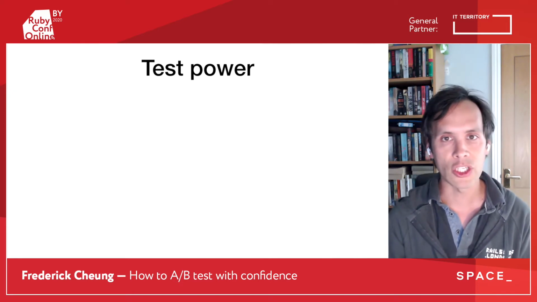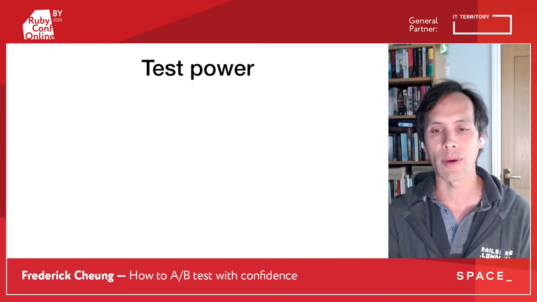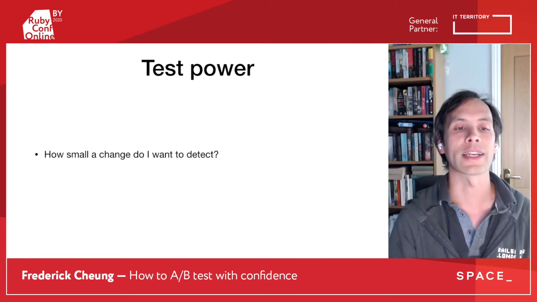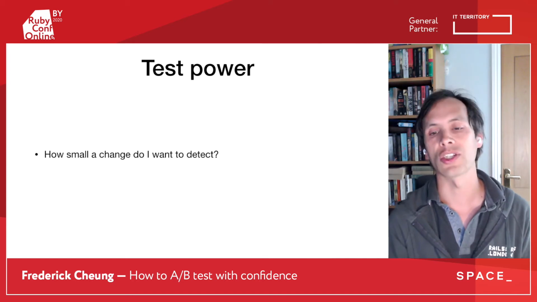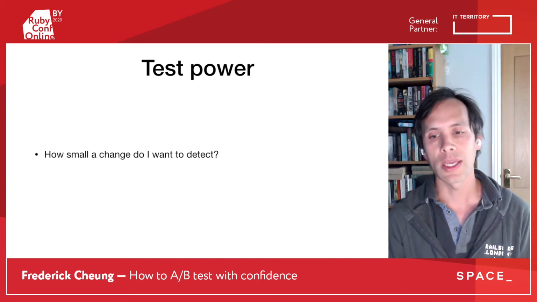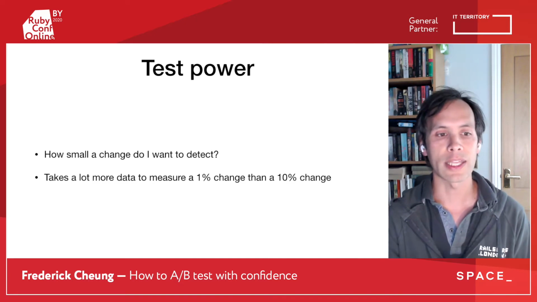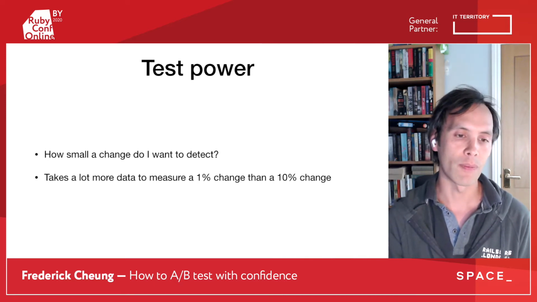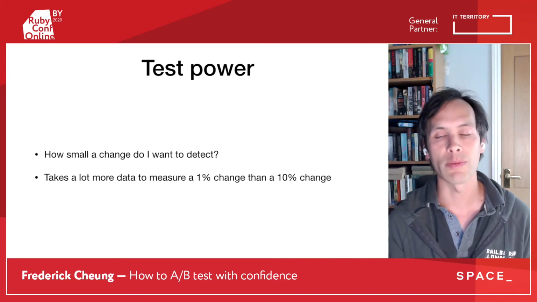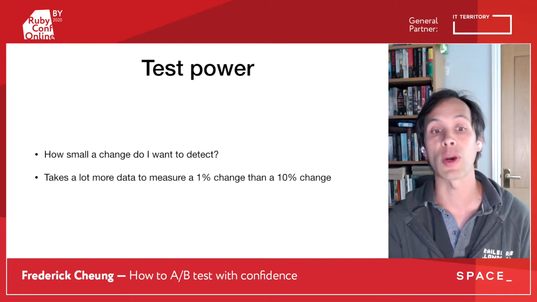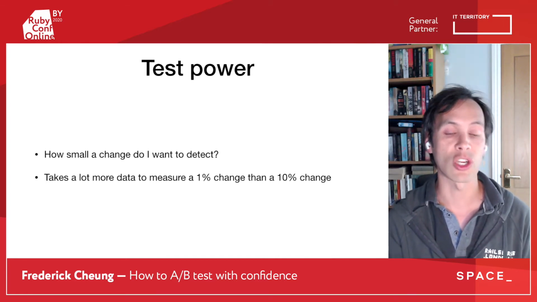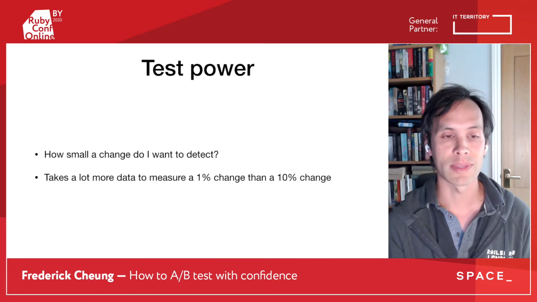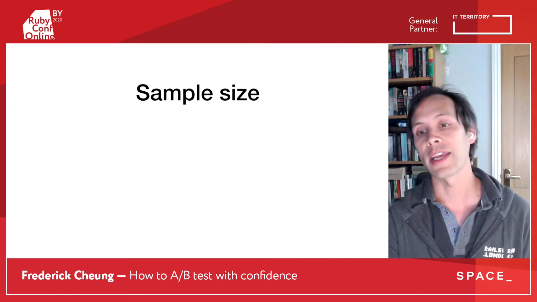The second kind of definition or math concept I want to talk about is test power. And that really means, how small a change do I want to be able to detect? The more powerful the test, the smaller the change. And just by way of intuition, what it really boils down to is it takes a lot more data to measure a 1% change than a 10% change, for example. That 1% change will be very easily overwhelmed by just random noise, whereas a 10% change or a 20% change is much easier to see. So if you put those two concepts together, test power and test significance, you can calculate the sample size.